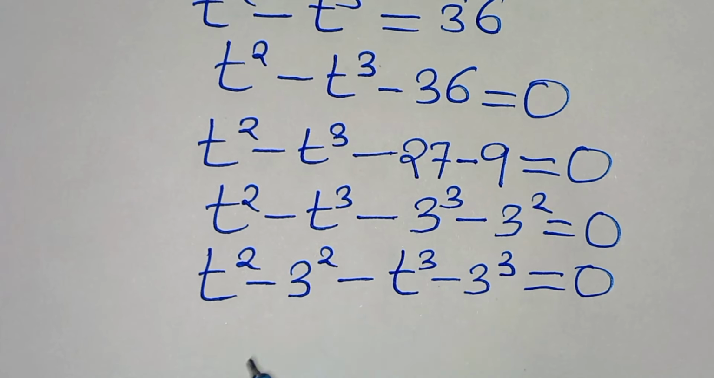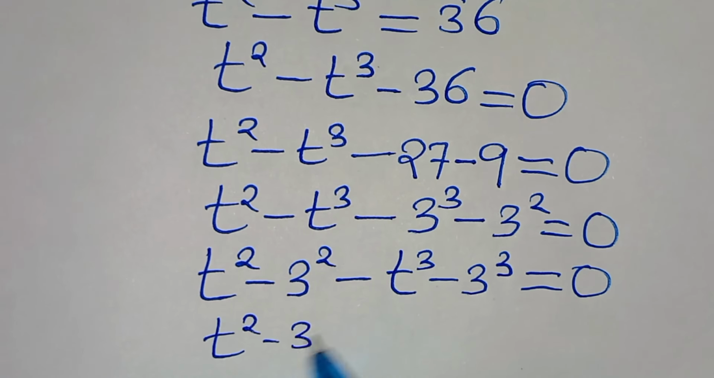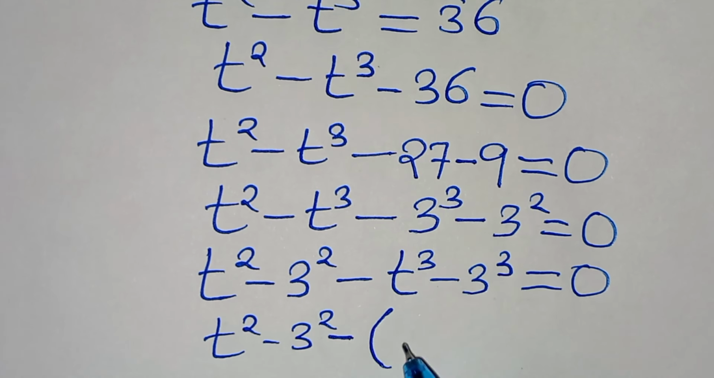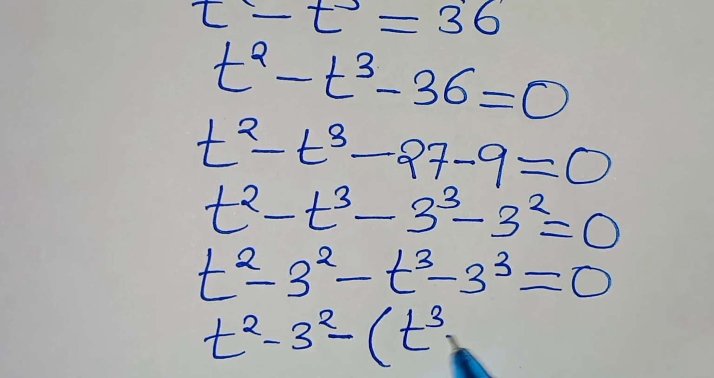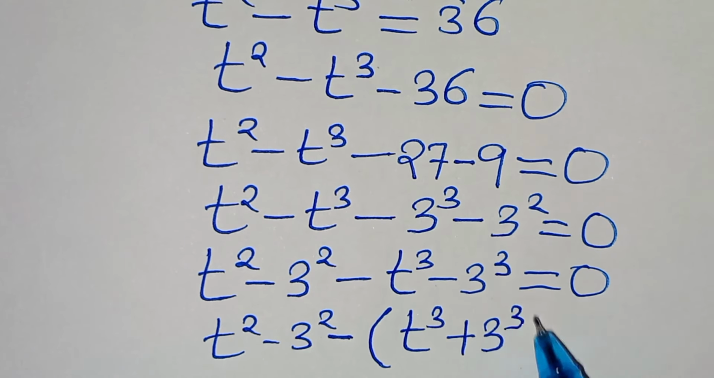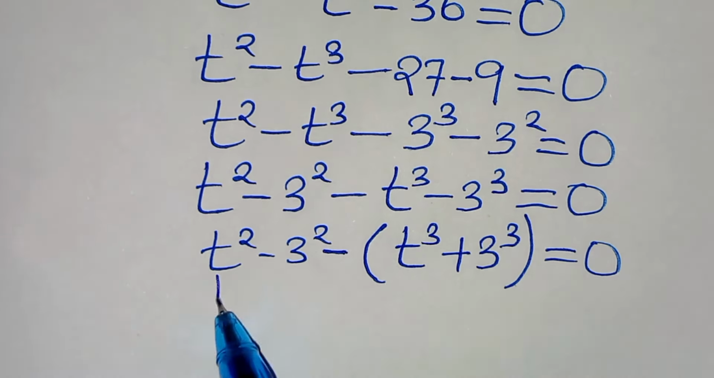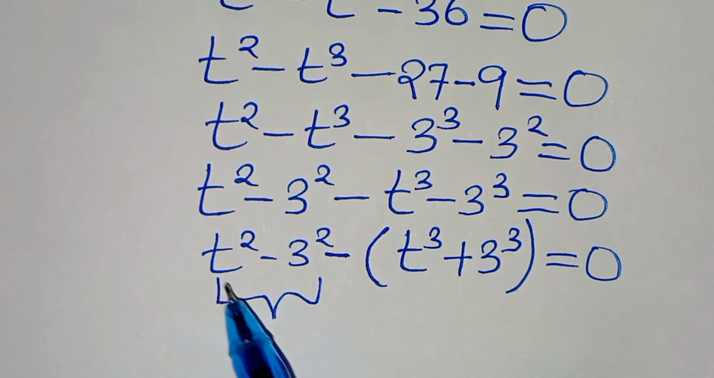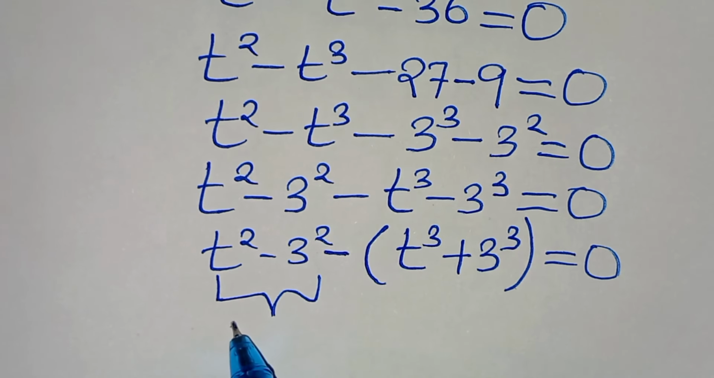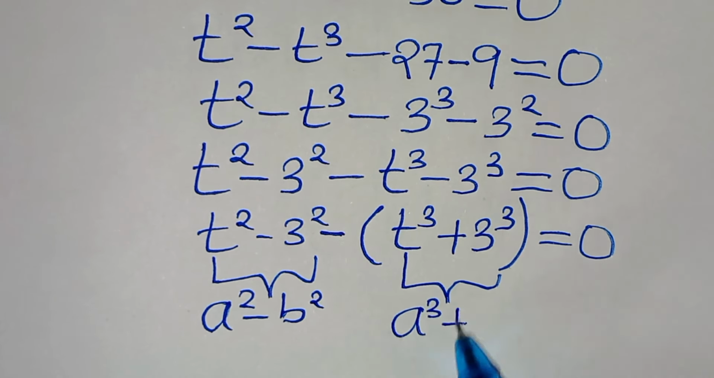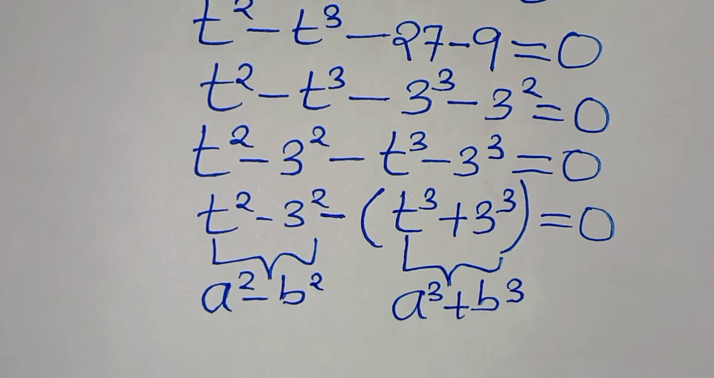So we have t squared minus 3 squared. Then here we have minus into the parentheses. This is the same thing as t to the power of 3 plus 3 to the power of 3. This is equal to 0. Now we have two parts here. The first part here is the difference of two perfect squares that we can express as a squared minus b squared. Now the second part here, this is the sum of two cubes expressed as a to the power of 3 plus b to the power of 3.